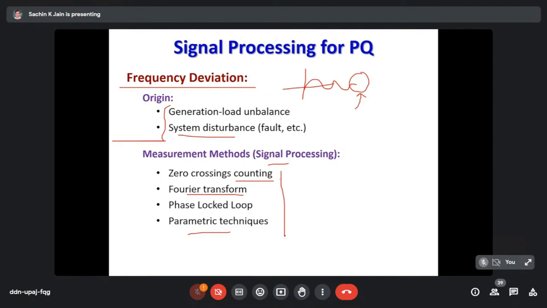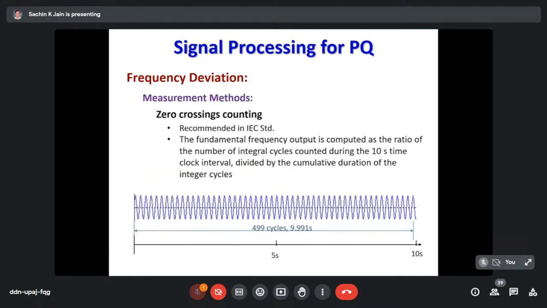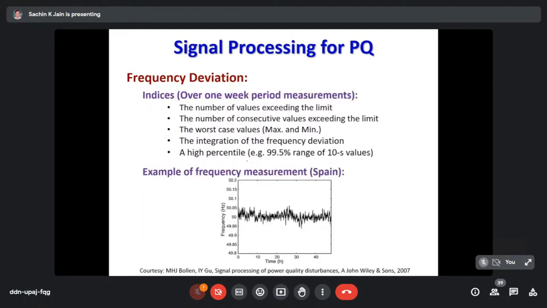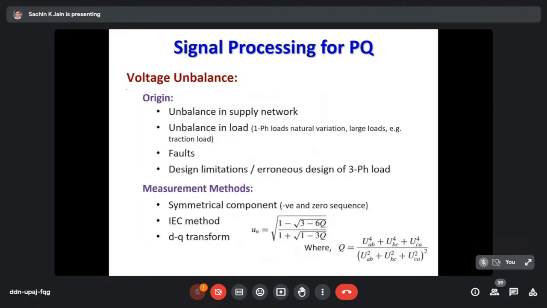So no doubt we need any of these zero crossing signal processing techniques. This is zero crossing counting. This is recommended by IEC. That's why I have discussed it. This is a very simple technique, but it has its own pros and cons, but it is used in many measuring instruments in practical applications. Then voltage unbalance.